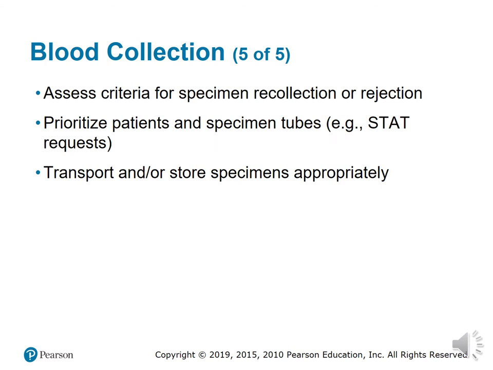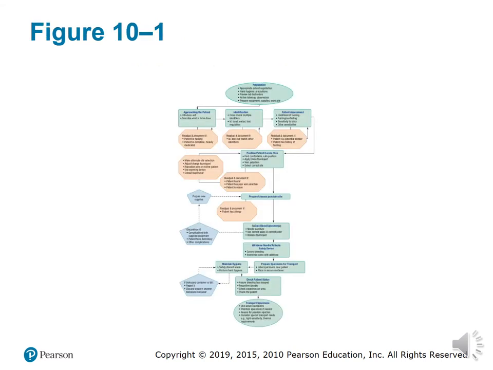Assess criteria for specimen recollection or rejection. Prioritize patient and specimen tubes. Transport and store specimens appropriately. Here is the flow chart for how the venipuncture process should be performed.